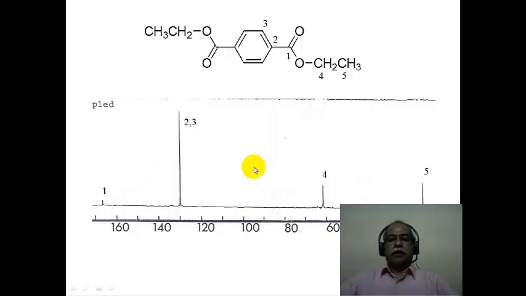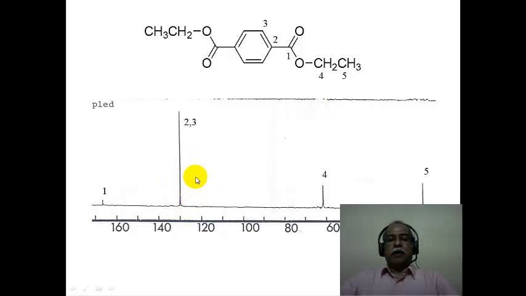This is an example of a Carbon-13 spectrum, a broadband decoupled Carbon-13 spectrum of this particular diester. You can see here the carbonyl carbon comes around 168 ppm. The ipso carbon as well as the ortho carbon, namely carbon number 2 and carbon number 3, accidentally merge in the spectrum. They come at the same frequency.